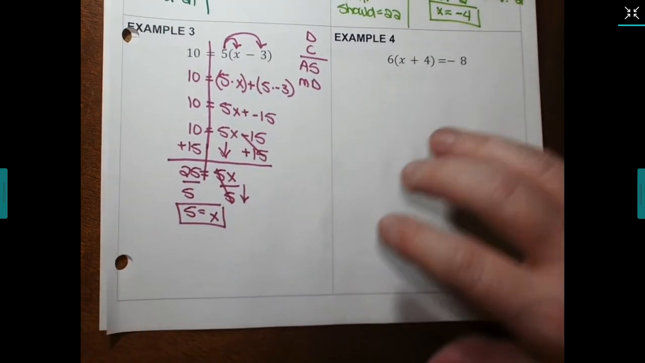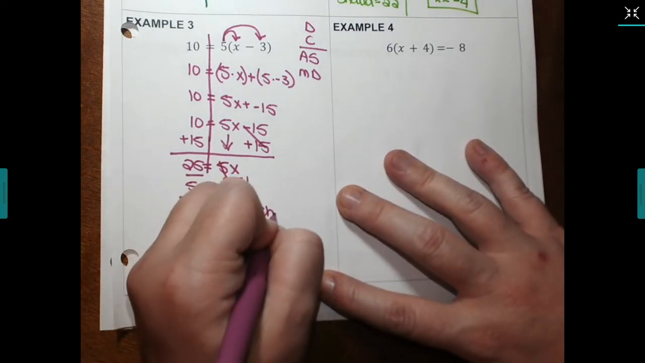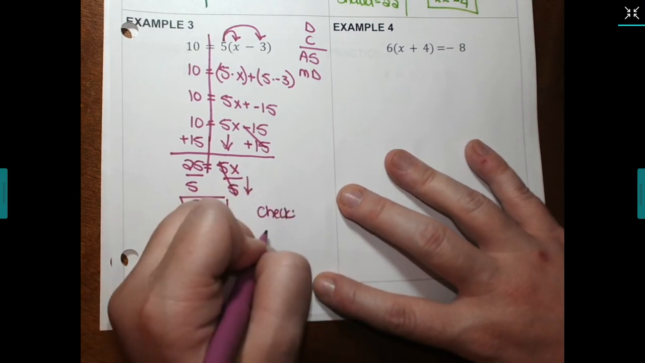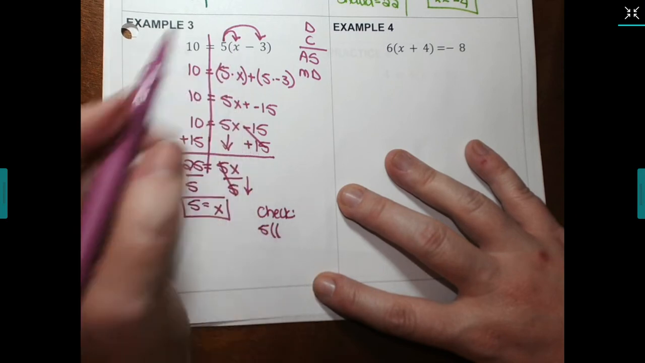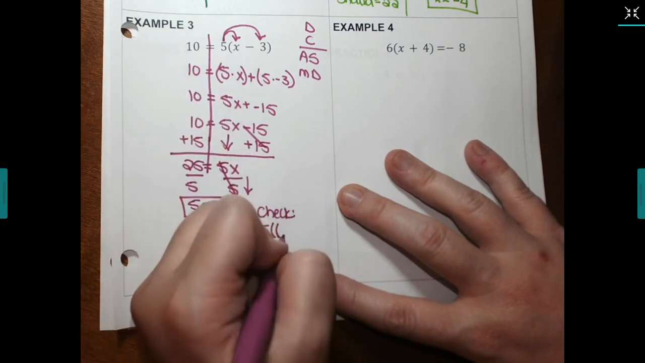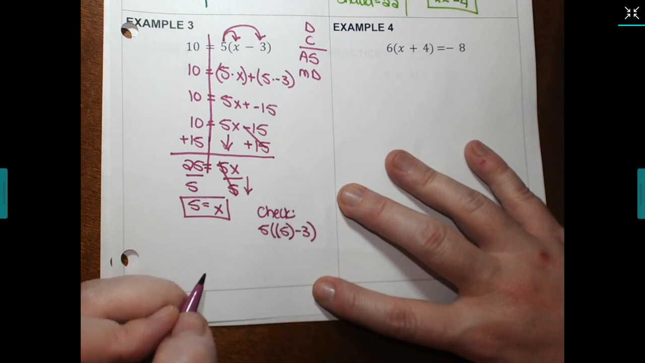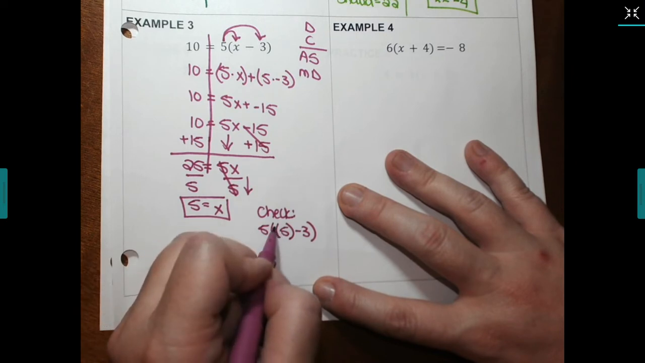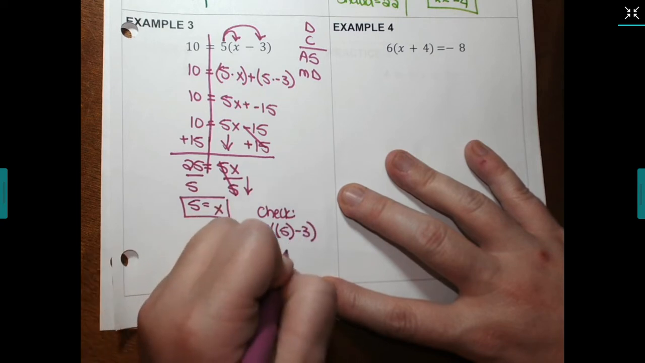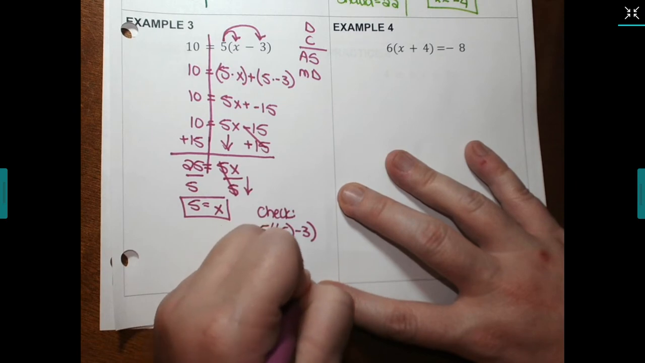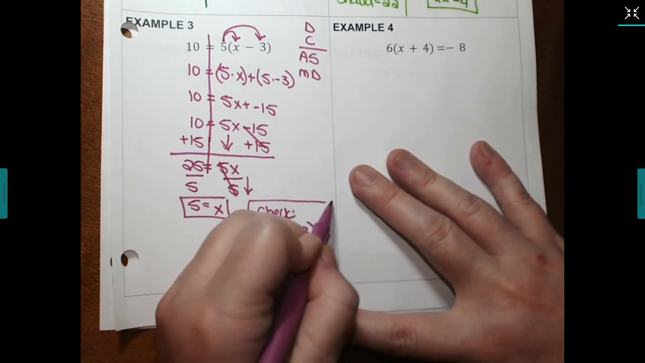To check it in Desmos, let's do it. We have, check. You would put in 5, open parentheses again, because we're going to put our variable in, but instead of x, we're going to write 5, because those are equal. Close that parentheses, minus 3, close that parentheses. So we have 5, open parentheses, 5, close parentheses, minus 3, close parentheses. And that should equal 10. Try it out. See if it does.